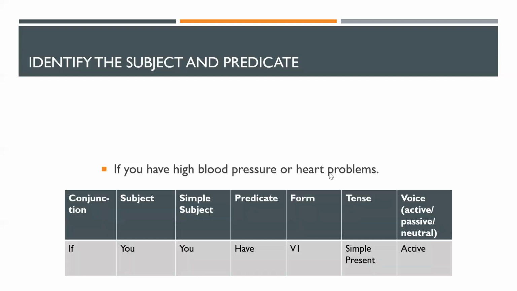The next one is: if you have high blood pressure or heart problem. So you have the conjunction "if," and then the subject is you, and because the subject is only you, the simple subject will also be you. The next one is the predicate, have, and the form of have is verb 1, so the tense is simple present. Because we have here verb 1 that is alone, the voice is active.